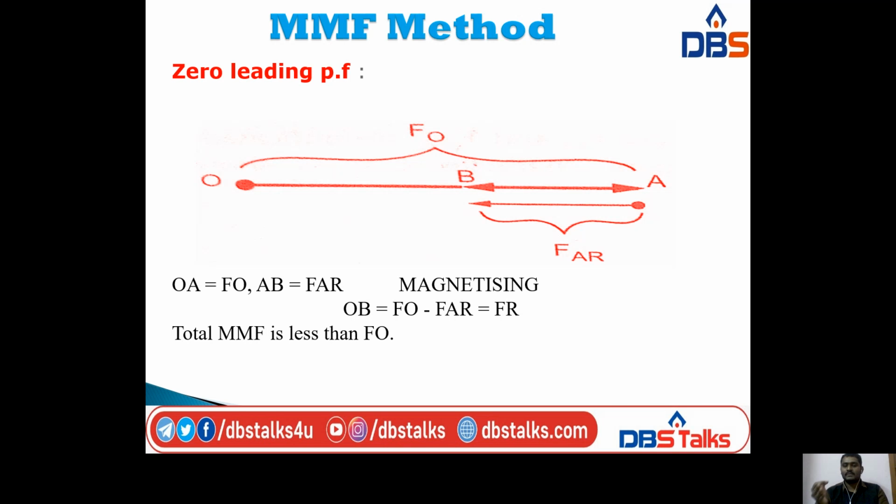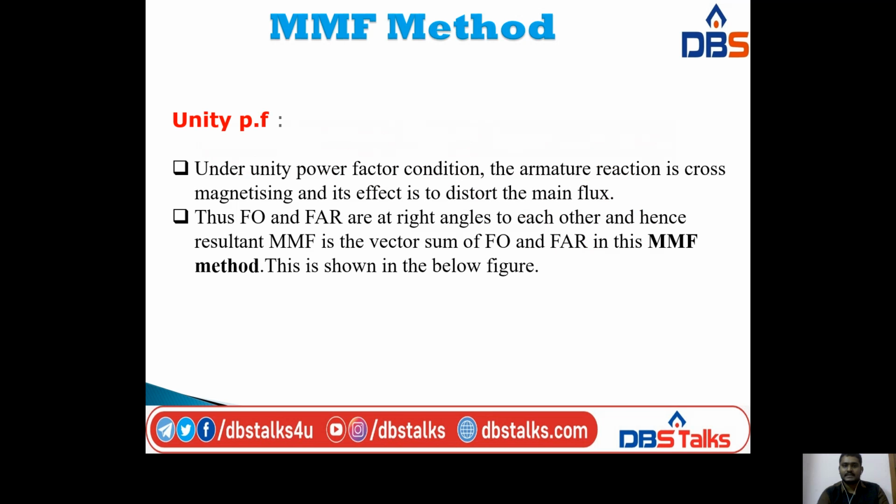So here the total field MMF is less than F naught, that is FR is less than F naught. In the previous case we have FR greater than F naught. Okay, so this is for zero leading power factor. And next, coming to the unity power factor.